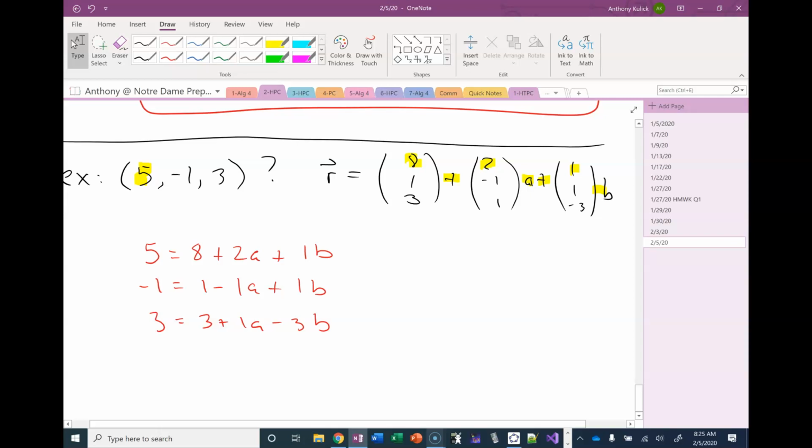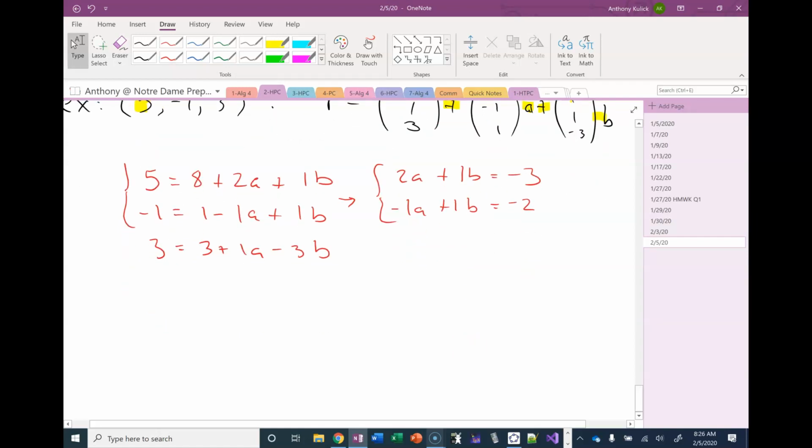Now, to solve a 2-variable system, how many equations do I need? 2. How many do I have? I have 3, right? So I'm just going to pick any of these 2. It doesn't matter. I'm going to pick the first 2 to form my system. So I'm going to do a little bit of rearranging so that I write down my system the same way I would type it into my calculator. So 2a plus b, and then I'm going to subtract the 8 over to the other side. And then I have negative 1a plus 1b, and I'm going to subtract the 1 to the other side. So this is the system that I'm going to solve in my calculator.